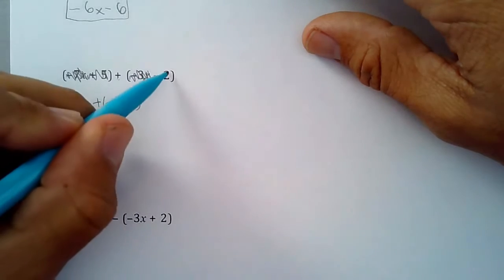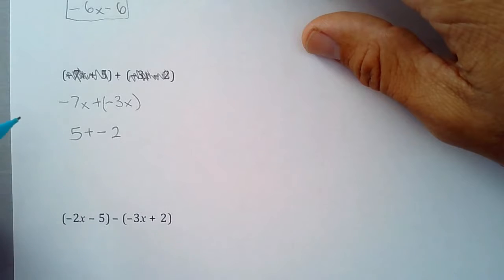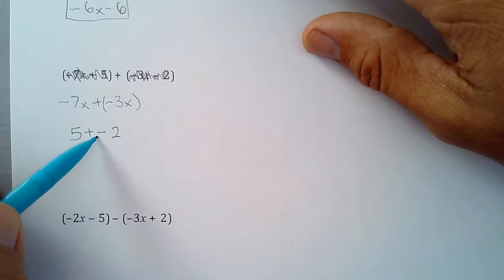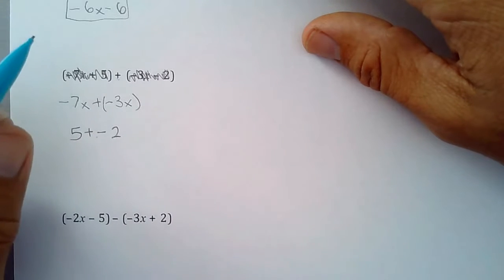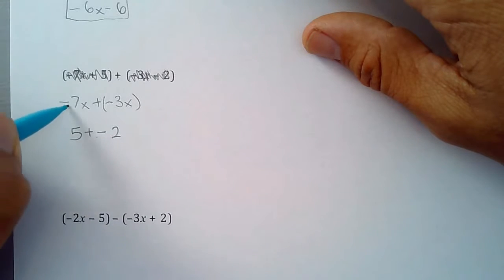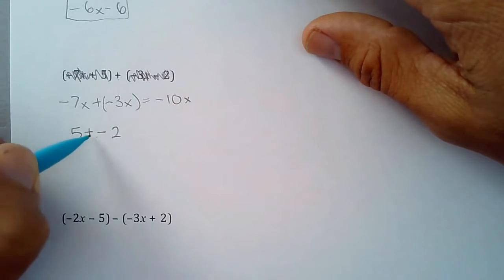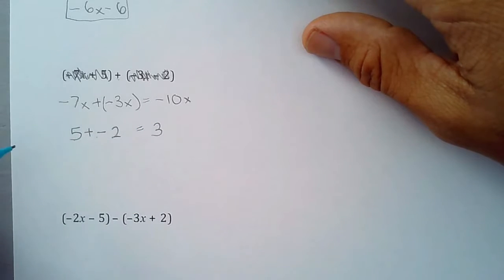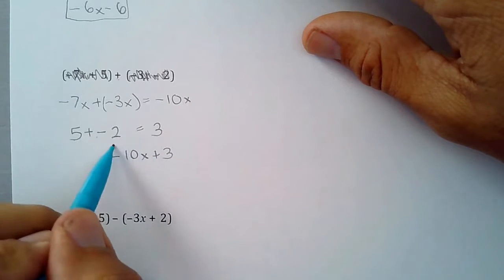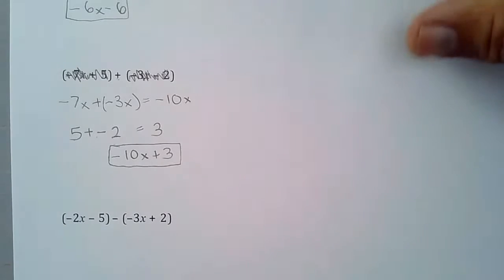Or this whole thing right here, minus 2. And I realize I said minus 2, and it looks like now negative 2, and it's going to behave as a negative 2 at this point. When I combine my like terms, I have negative 7 plus negative 3, and that is negative 10x, and then 5 plus negative 2 is 3. Put it all together, negative 10x plus 3. This is the simplified response.